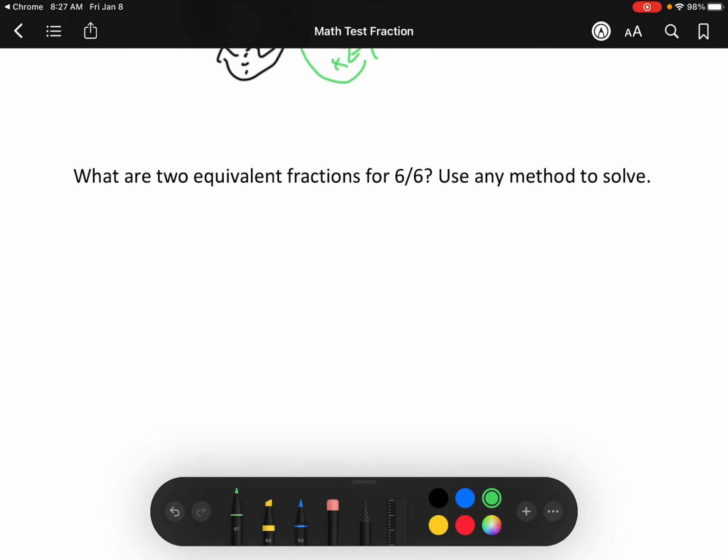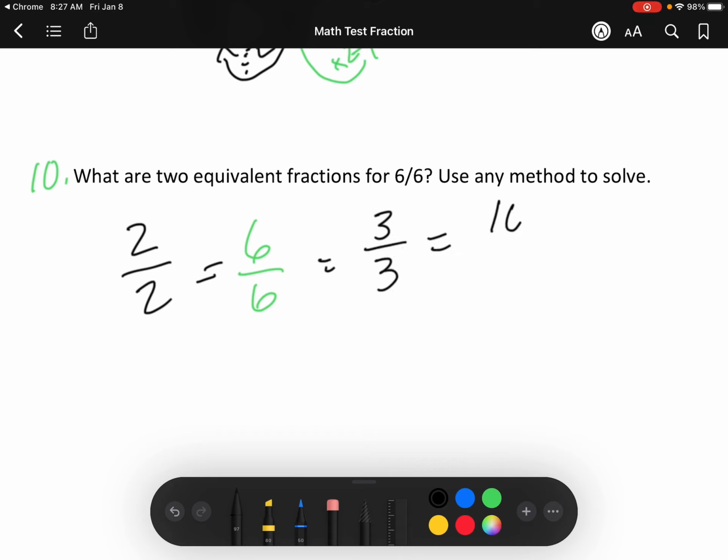And our last one. What are 2 equivalent fractions for 6/6? Well, this one should be easy. You'll notice the top number is the same as the bottom number. So any number that you write, as long as the top number is the same as the bottom number, is going to be equivalent. You can even have 1,000 over 1,000, it's going to be the same. Good job, you guys.